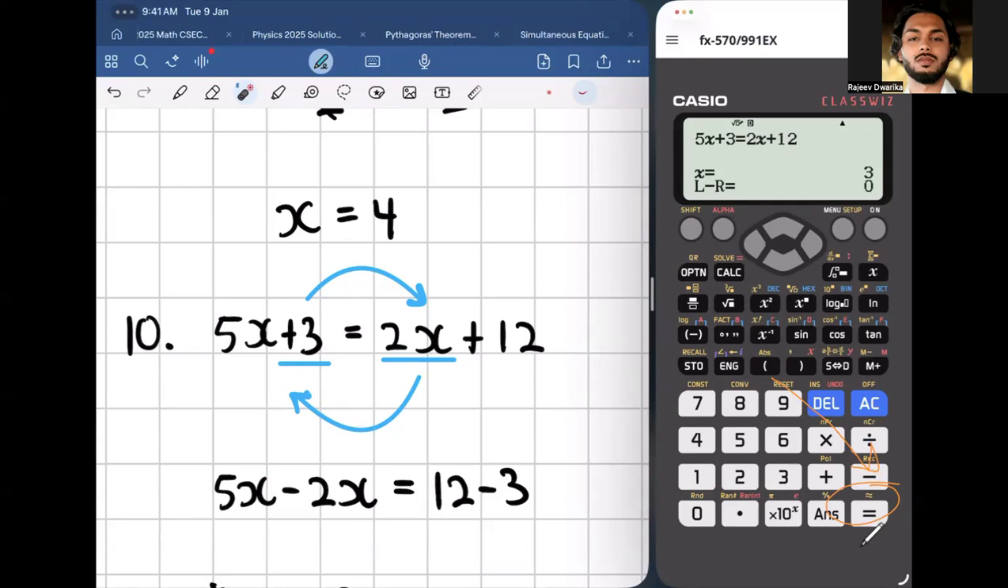Right? Any updates? When you press the equal button, what happened? I have to rewrite the thing. Okay.